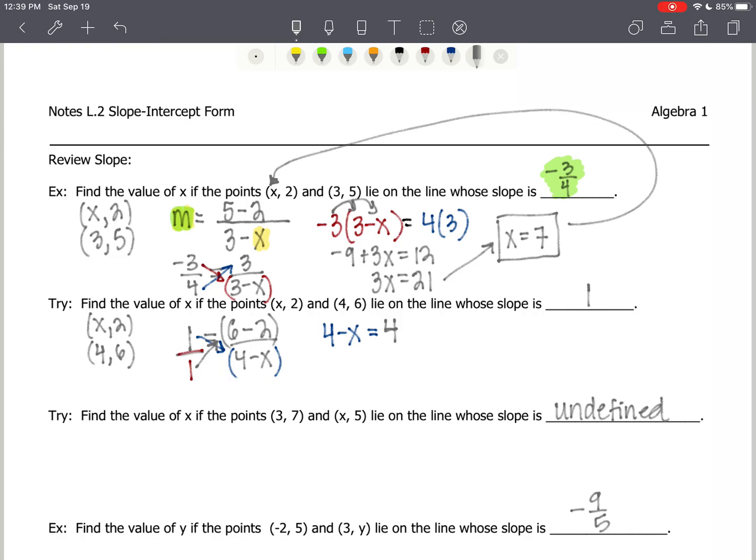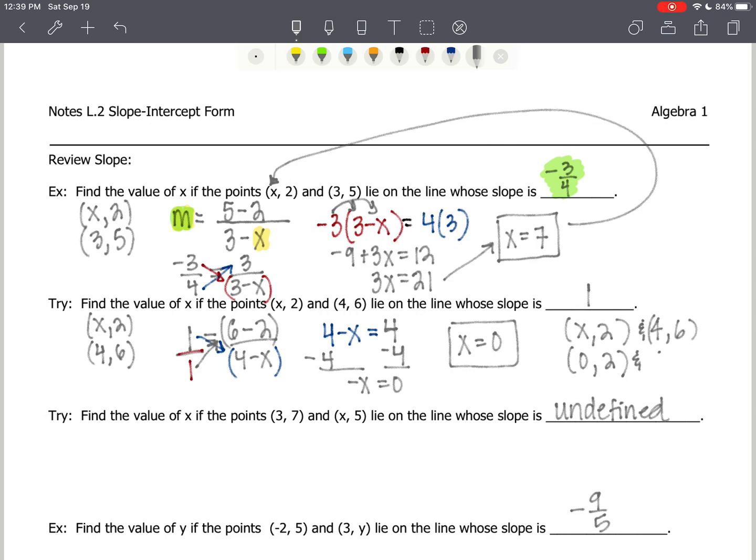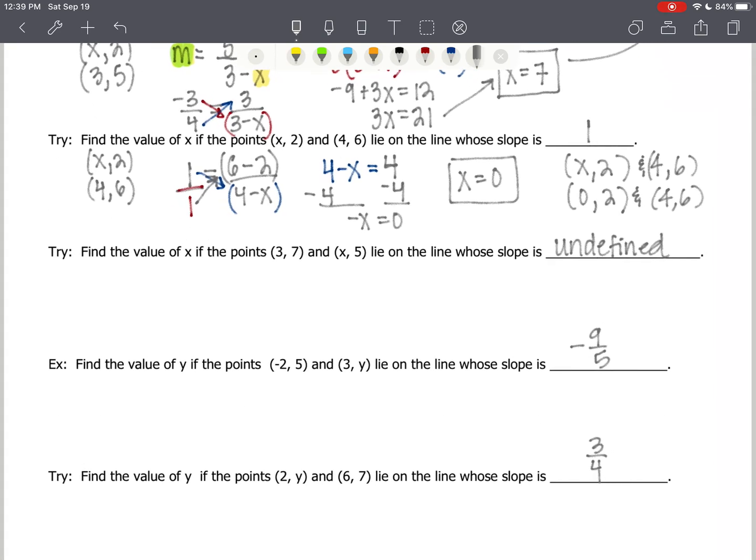I'm going to subtract 4 from both sides. I get negative x equals 0. Therefore, positive x is also equal to 0, and I get x equals 0. What does that mean? It means that my point (x, 2) really had to be (0, 2) so that I had a slope of 1. Okay, go ahead and try the next one.